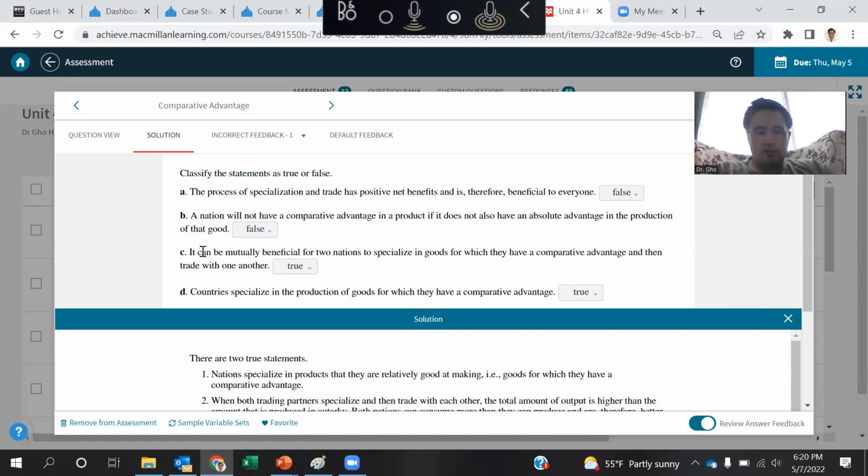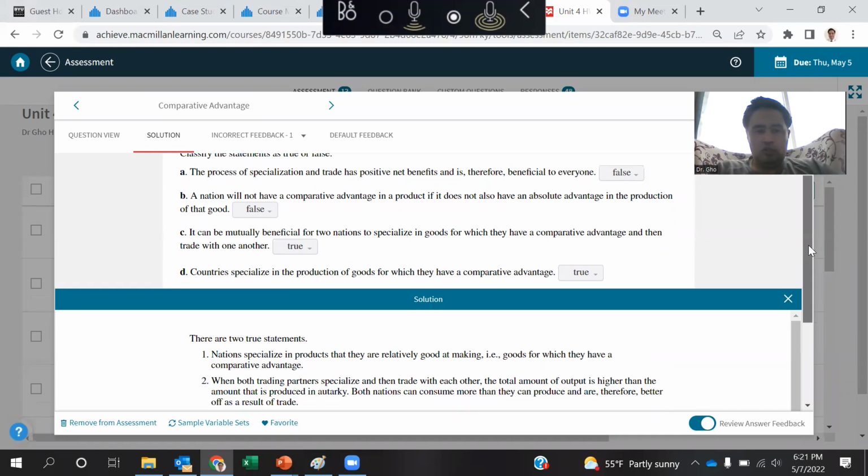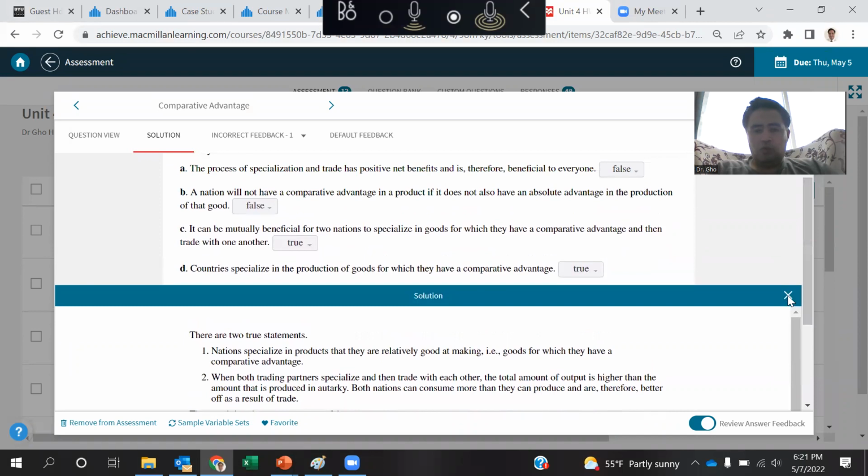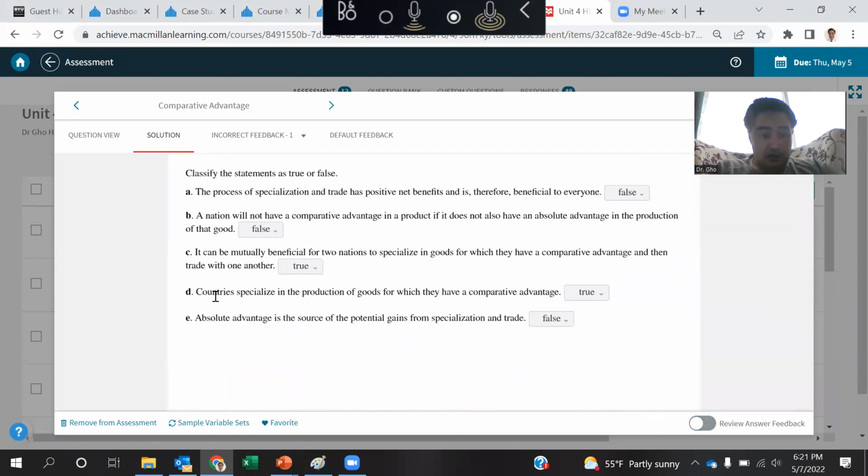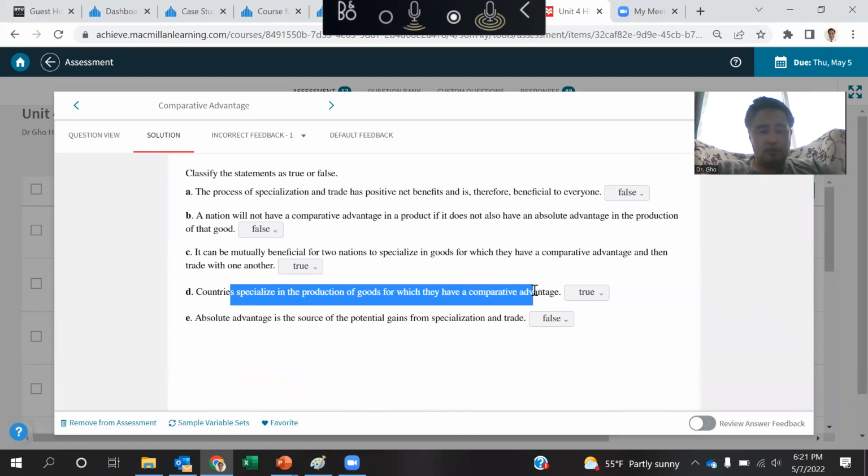C, it can be mutually beneficial for two nations to specialize in goods for which they have comparative advantages and trade with one another. Yes, and when they do that, they'll be able to consume somewhere outside of their PPF. D, countries that specialize in production of goods for which they have a comparative advantage.